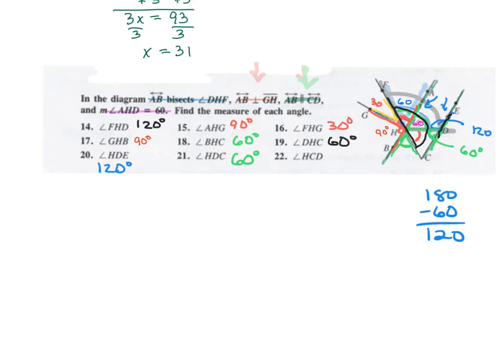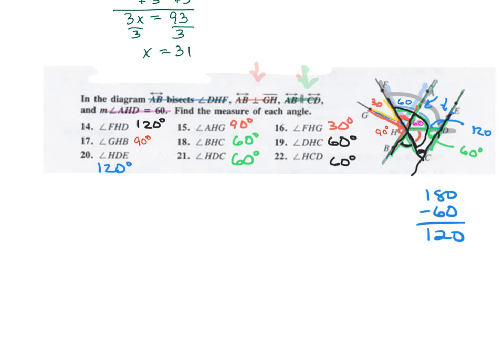And then lastly, HCD, which is this one down here. And again, that one is also going to be 60 degrees, because again, we have our parallel lines here. Here's our transversal, and it's alternate interior to that one. So again, it gets kind of messy, but you can either choose to fill it all the way in or just take it step by step.